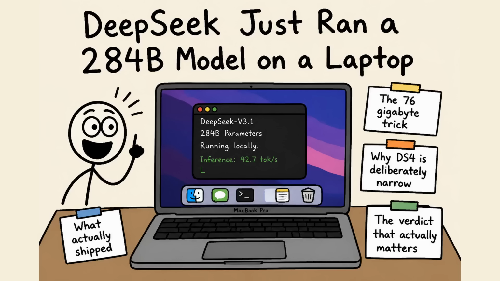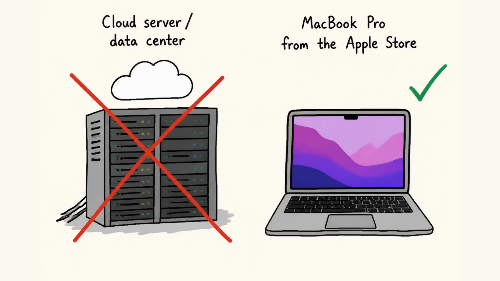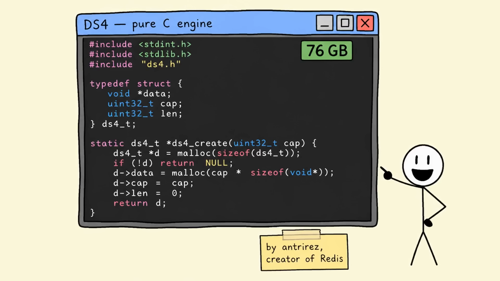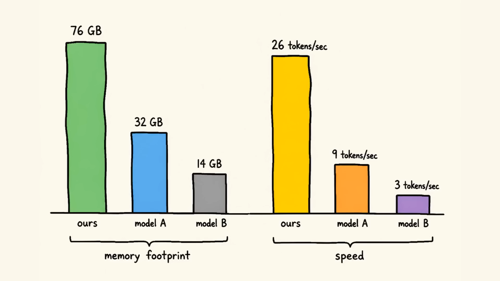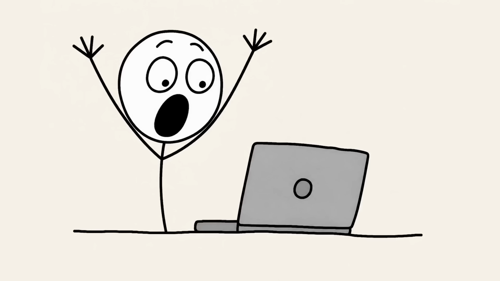A 284 billion parameter model just ran on a laptop. Not a cloud server, not a data center rack, a MacBook Pro you can buy at the Apple Store. So a guy named Antirez, the creator of Redis, built this pure C engine that fits DeepSeek's entire frontier model into 76 gigabytes and hits 26 tokens per second. Local AI just changed.